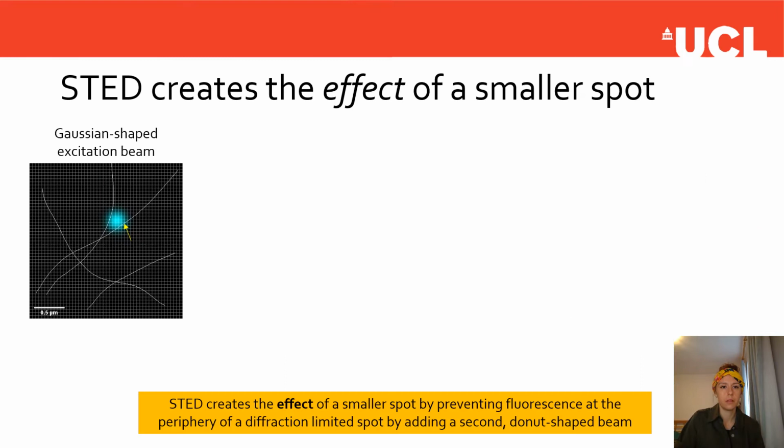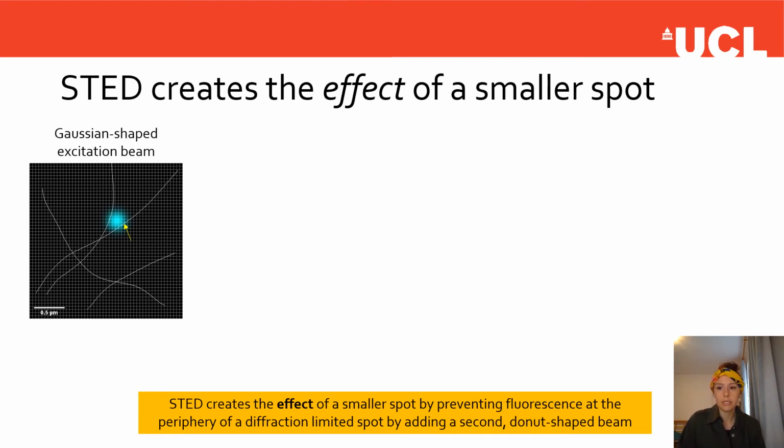Okay. So what STED does is, of course, we can't just make the spot smaller. Diffraction says no. What STED does is it creates the effect of a smaller spot using some clever photophysics. So in STED microscopy, we have a Gaussian-shaped excitation beam, as in confocal microscopy. So intense in the middle, quite fat, and dimmer towards the periphery. And we're just going to think about what's happening at this position here, for example.